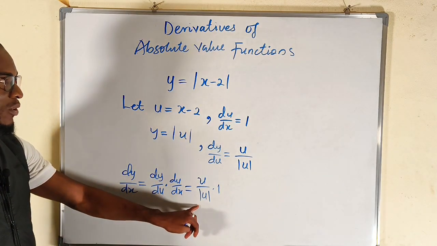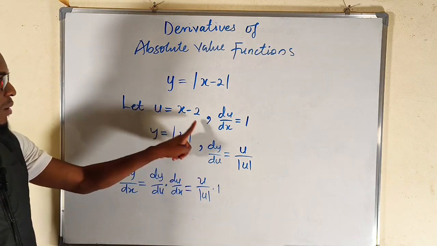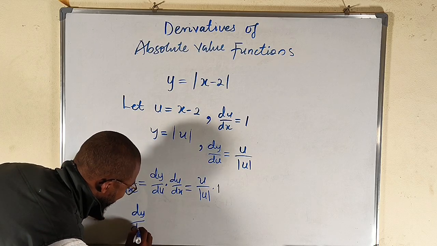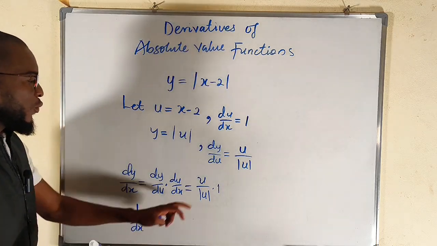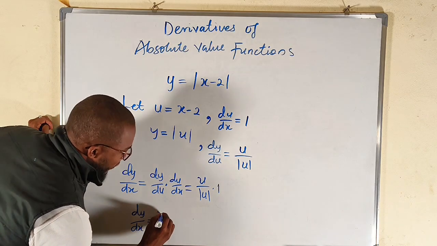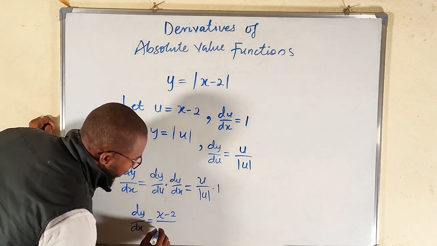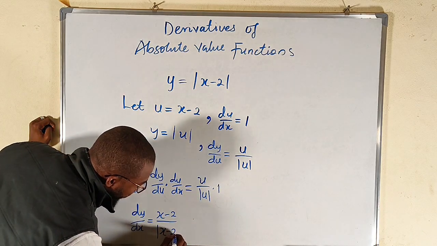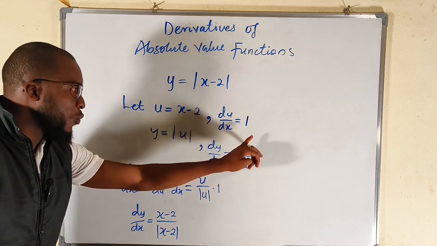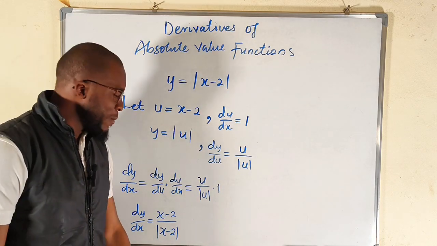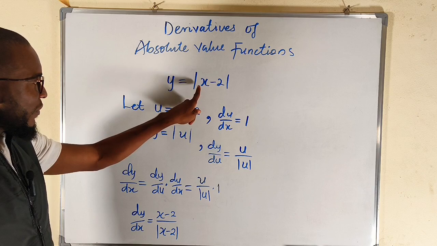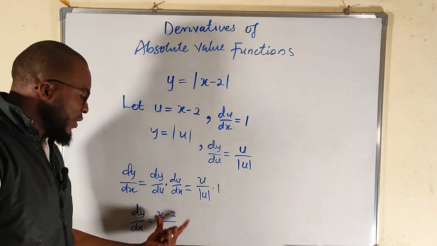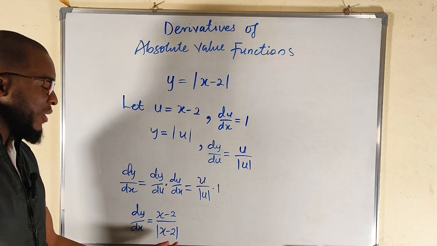All we have to do is to back substitute. U, remember, is x minus 2. So therefore dy over dx is equal to u, which is x minus 2, divided by the absolute value of u, which is the absolute value of x minus 2, multiplied by 1, which we don't have to write. So you can see that the derivative of the absolute value of x minus 2 is equal to x minus 2 divided by the absolute value of x minus 2.